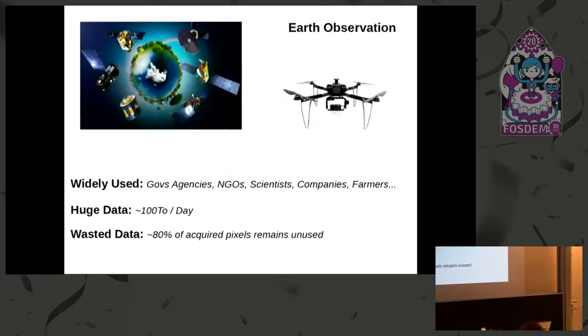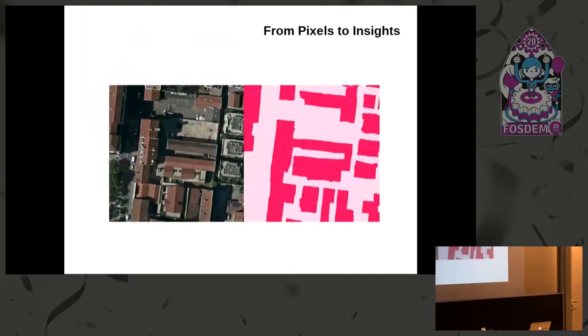So if we look at aerial imagery nowadays, it's widely used. There is a vast amount of information available, but we are unable to really use it. Most of the pixels acquired, we don't do anything with them. It's a waste. So the need is to say, okay, we are able to gather pixels, but what can we do with these pixels to switch from pixels to insights?